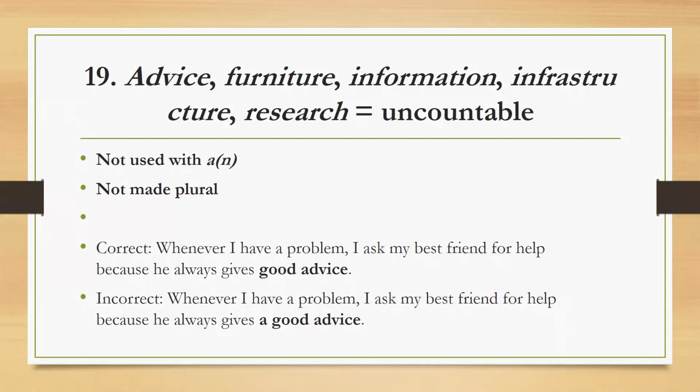Because it's an uncountable noun, you also cannot bring a before it. Because we have learned a is definite, one. But advice, furniture, information, infrastructure, research are uncountable. They are indefinite. So you cannot bring a. A suggests one advice. Okay.